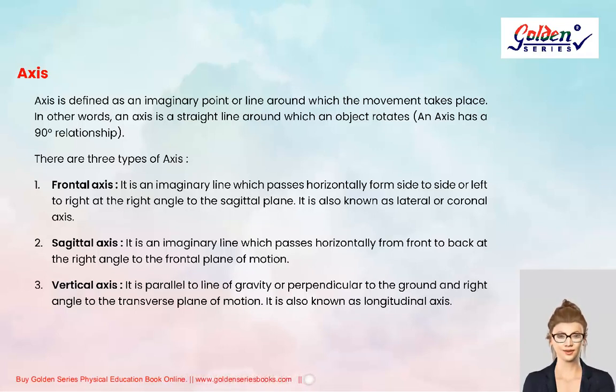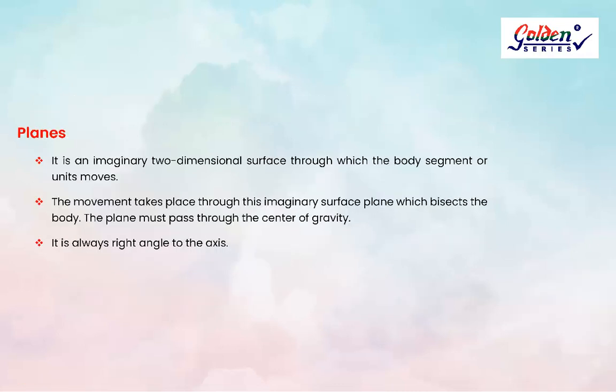2. Sagittal axis. It is an imaginary line which passes horizontally from front to back at the right angle to the frontal plane of motion. 3. Vertical axis. It is parallel to line of gravity or perpendicular to the ground and right angle to the transverse plane of motion. It is also known as longitudinal axis.